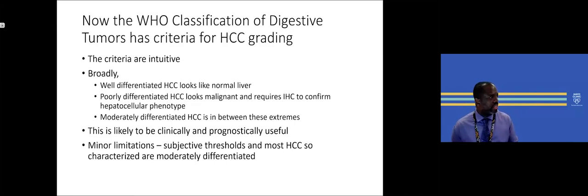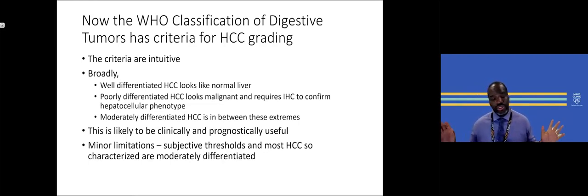Now, the WHO has criteria for grading HCC, and I think those criteria are really intuitive, and I've included some information here in the slides that will be helpful to you. Well-differentiated HCC looks like normal liver. Poorly differentiated HCC, you're convinced is malignant, but you need to do some immunohistochemical studies to confirm a hepatocellular phenotype. Moderately differentiated HCC is between those extremes. While I think this classification is useful and intuitive, it means that about 85% of HCCs end up being classified as moderately differentiated. That's just something that I think is useful for you to be aware of.